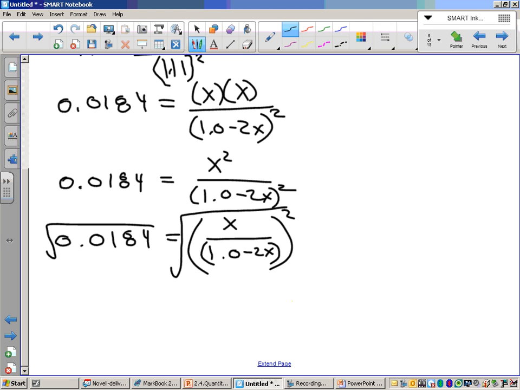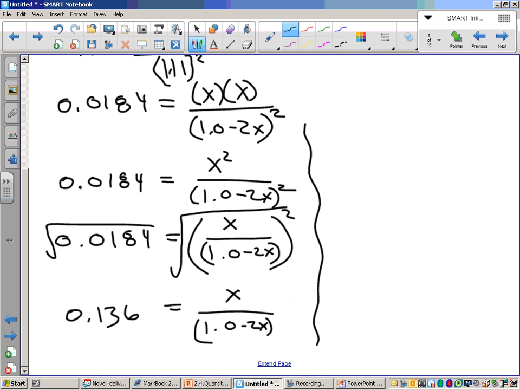You got a number for that? 0.136. That's the square root of 0.01. Okay, good. And then that gets us x over 1.0 minus 2x. And now we're solving for x. We're doing our math. So what have I got? 0.136 times 1.0 minus 2x equals x.